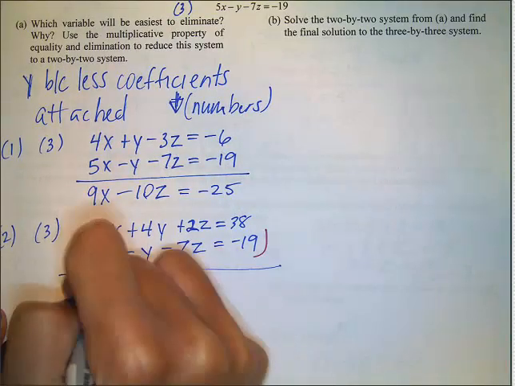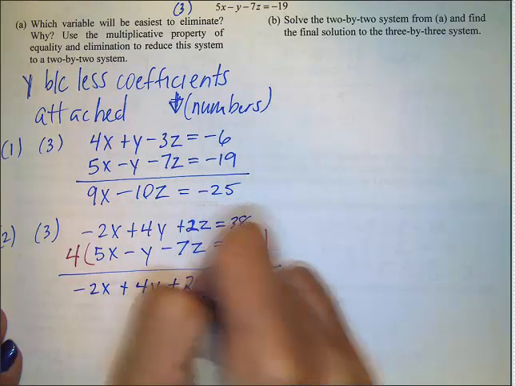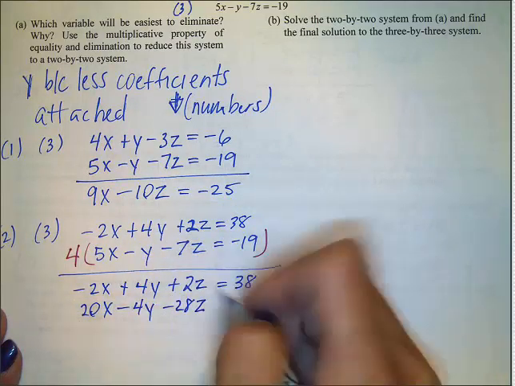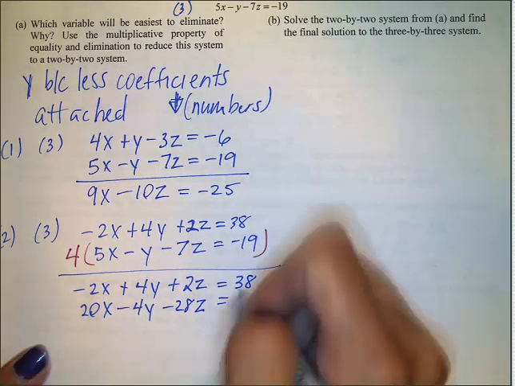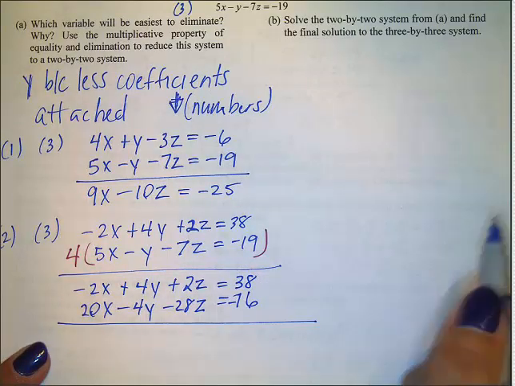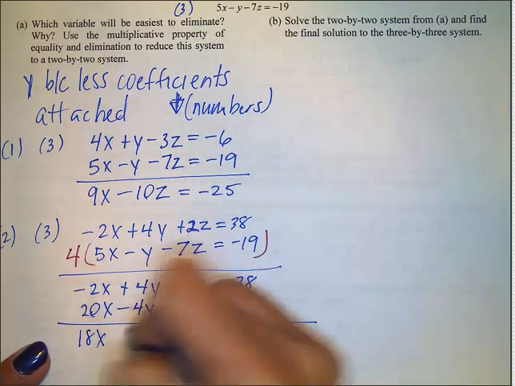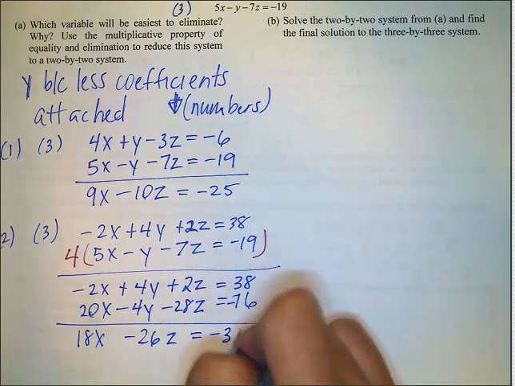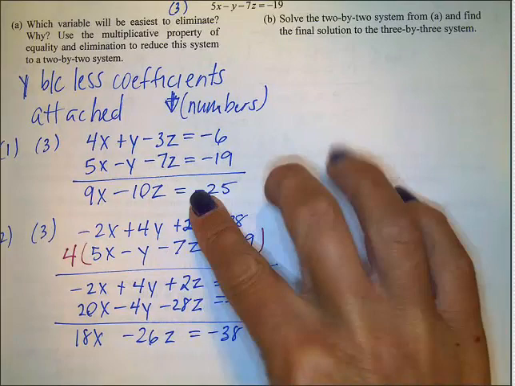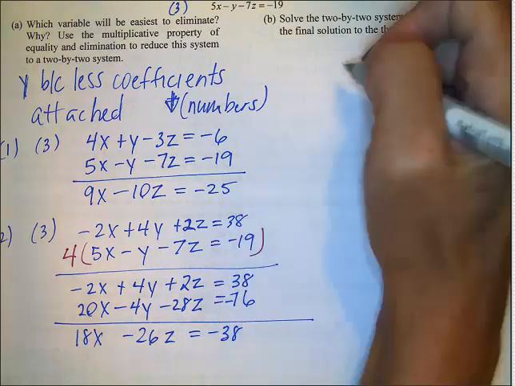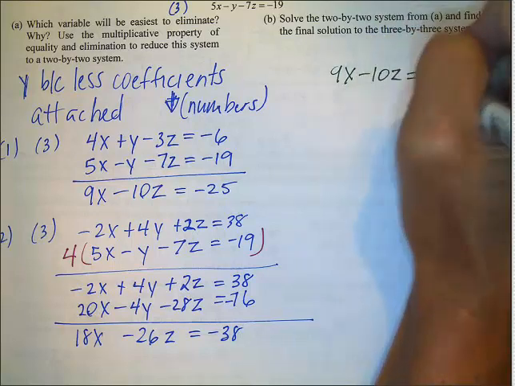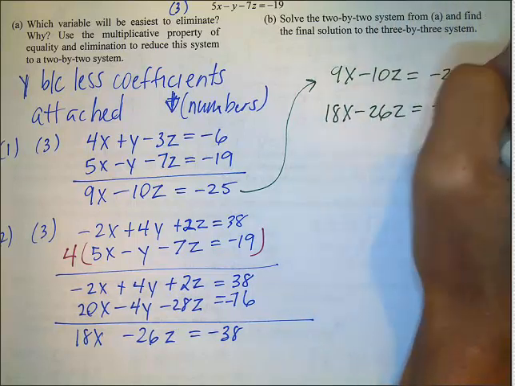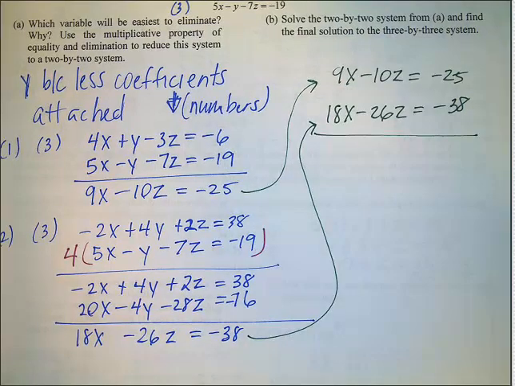So -2x plus 4y plus 2z equals 38. 20x minus 4y minus 28z equals -76. So now 18x, y's cancel, minus 26z equals -38. So now I can use this one and this one to solve the 2x2. So 9x minus 10z equals -25. And 18x minus 26z equals -38. I can't add them together, nothing's going to eliminate.